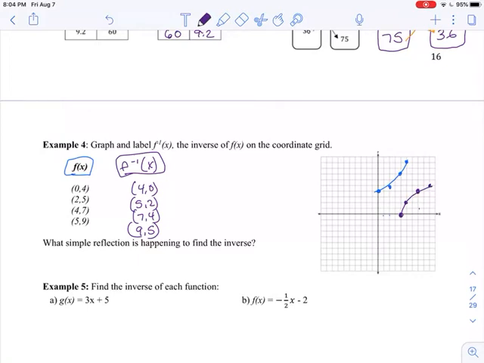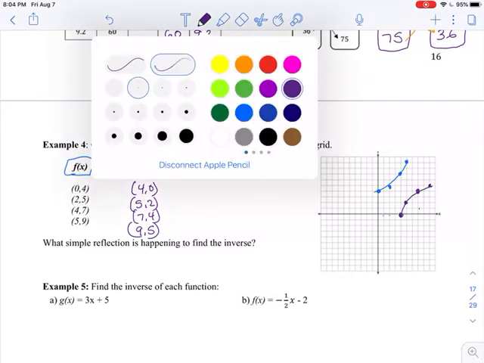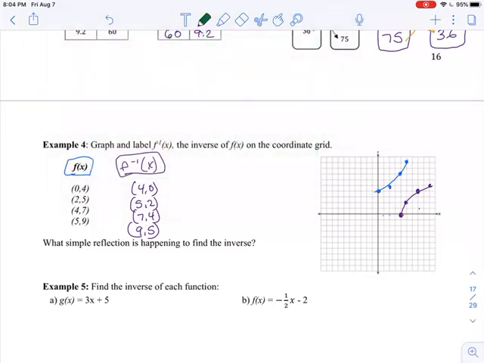What simple reflection is happening to find the inverse? If you remember back from geometry, and I will put this in a different color, we'll do green. Remember the graph y equals x is this line right here? So that basically is a reflection over the line y equals x. Which makes sense because if you remember from last year when I did a reflection over the line y equals x, the x and the y just flip-flopped.